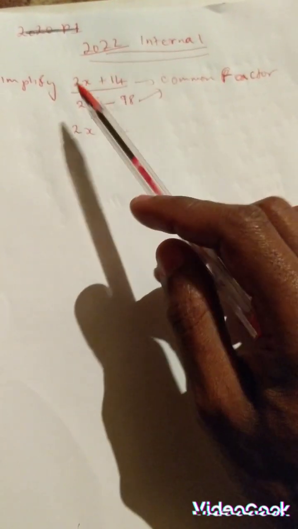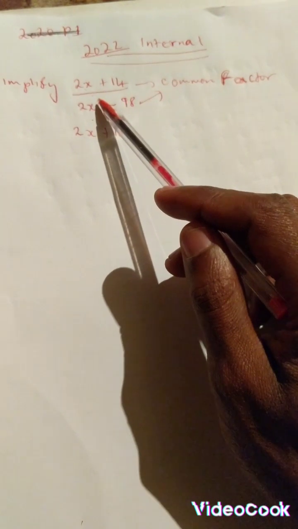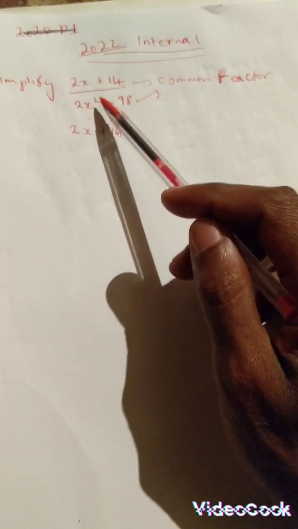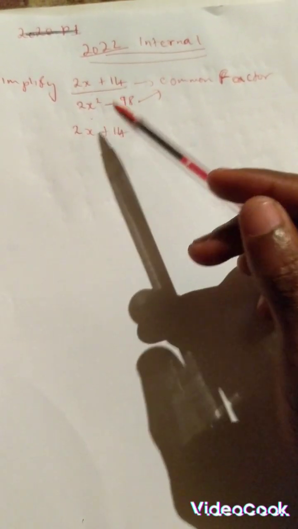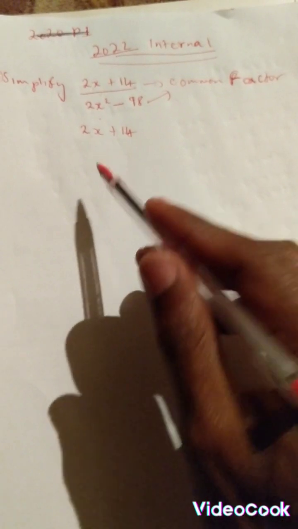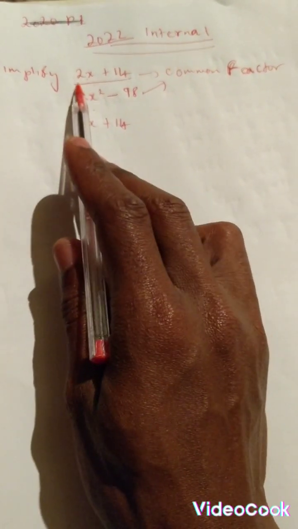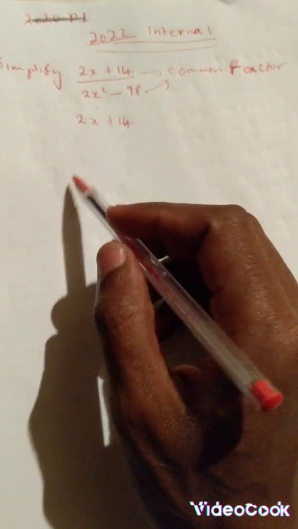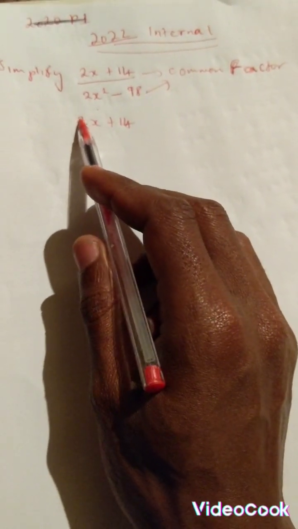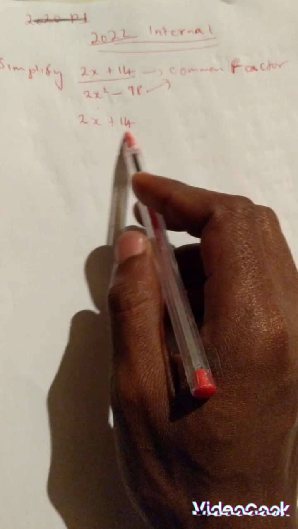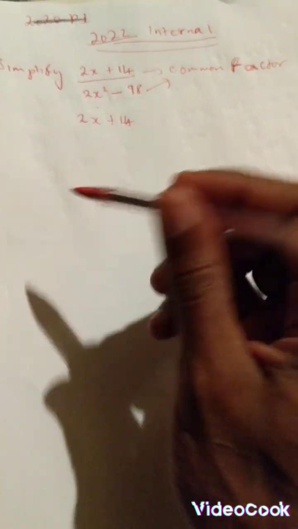For you to simplify this one, because it is a long equation, to simplify is to bring it down into its simplest form. So for us to simplify, we're going to use the common factor. We're going to start on top. What is common when you see 2x plus 14? 2 is common. Why? 2 can enter into 2, so it can enter into what? 14.